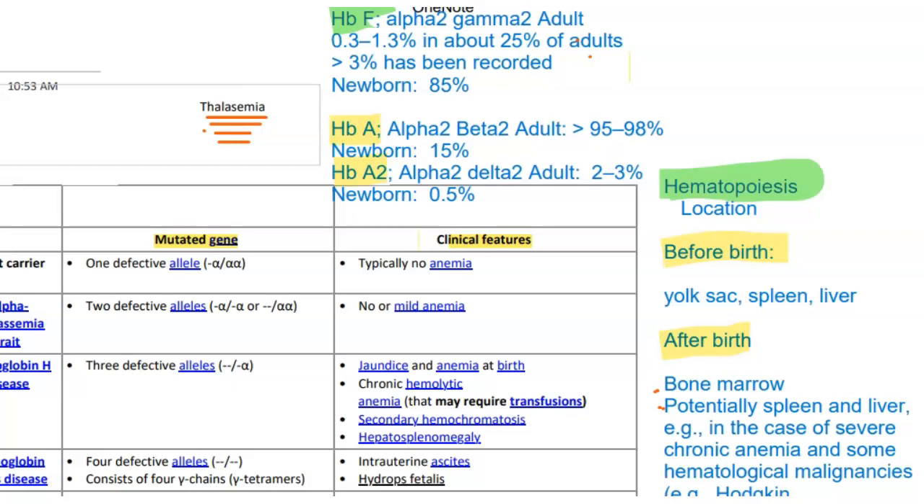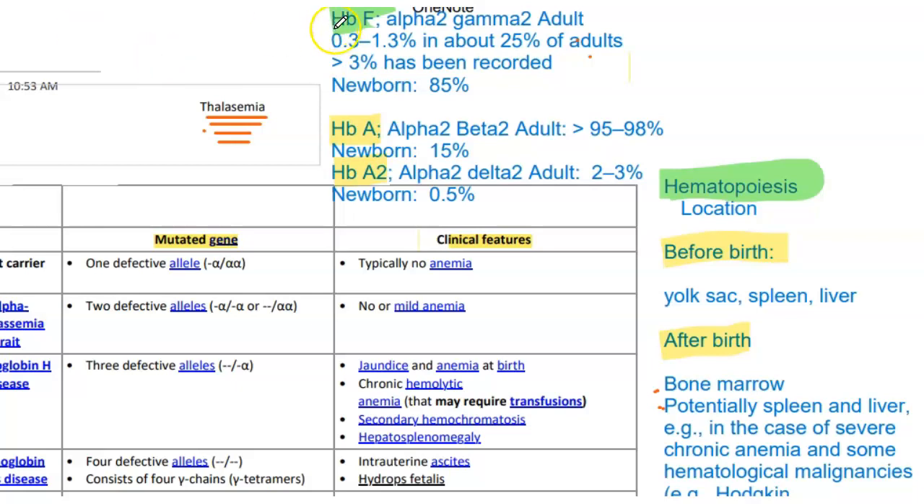What is thalassemia? Thalassemia is a type of microcytic anemia which occurs due to defect in the globin chain of hemoglobin. We have six different types of globin chains which are alpha, beta, gamma, delta, zeta and epsilon. These different types of chain combine in different proportion to form different types of hemoglobin.